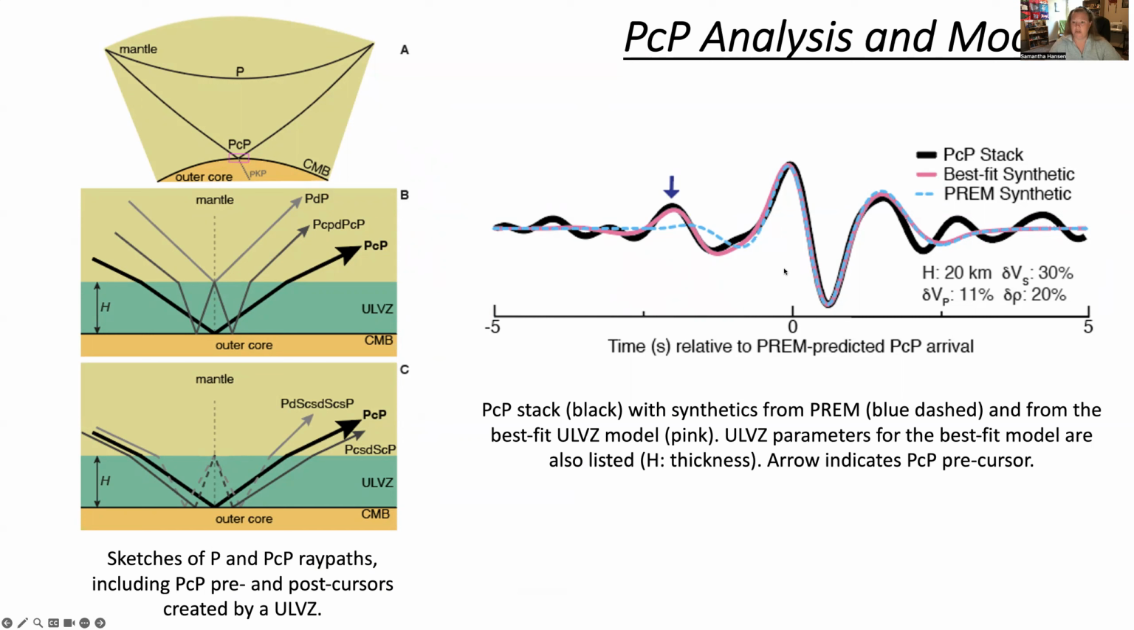The black trace is the observed PcP data. The blue dashed trace is a synthetic created with the Preliminary Reference Earth Model, which does not contain a ULVZ. And the pink line is a synthetic based on a ULVZ-inclusive model with these characteristics: a 20-kilometer thick ULVZ with an S and P velocity reduction of 30 and 11% respectively, and a 20% density increase. So this ULVZ-inclusive model allows us to better fit this precursor signal indicated by the arrow.